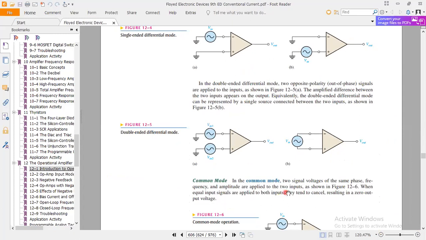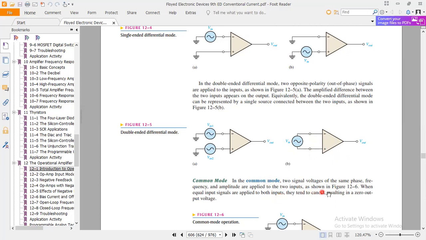This one, which I already discussed with you, is the common mode. In a common mode, two signal voltages of the same phase, the same frequency and the same amplitude, are applied to the inputs. That means the frequency, phase, amplitude, all things should be the same in both the inverting and non-inverting inputs provided to the op-amp to get the output. This is the main thing we discuss in common mode.